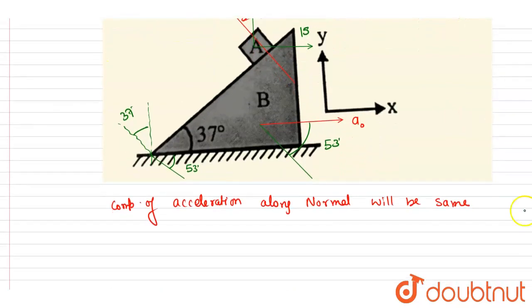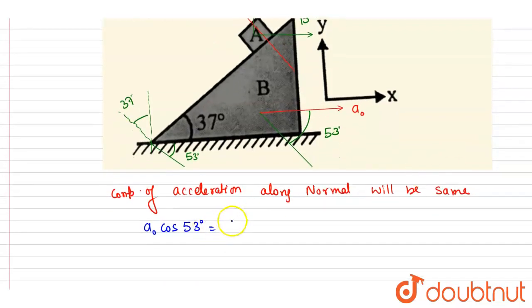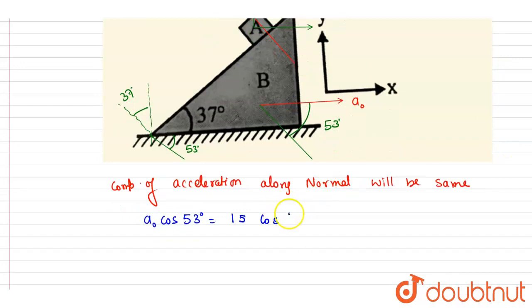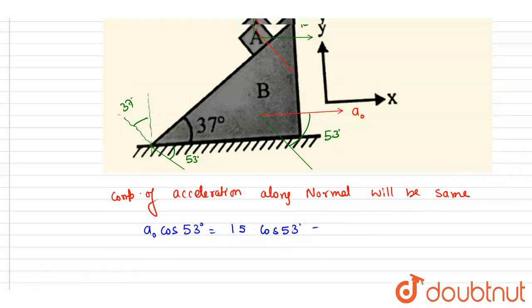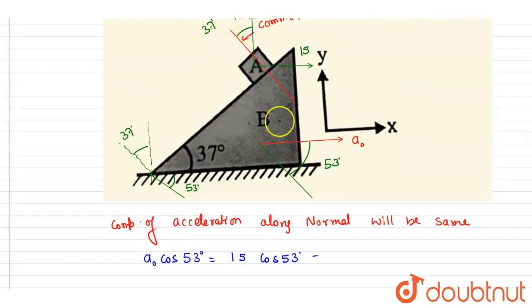What we said here is that the acceleration along the common normal should be the same. So the wedge acceleration along the common normal is A0 cos 53 simply. And the acceleration of the block along the common normal is 15 cos, this angle is 90 minus 37, so we write 53, and minus, since this is cos 37 in this direction, we put a negative sign.